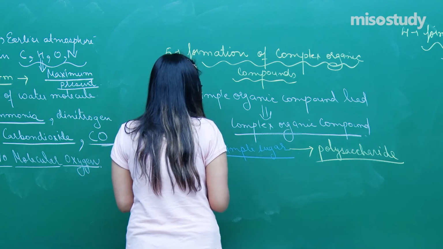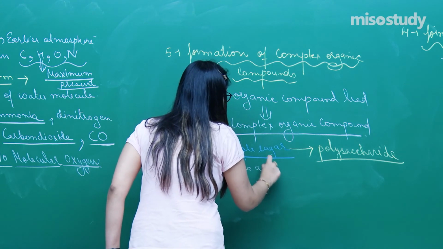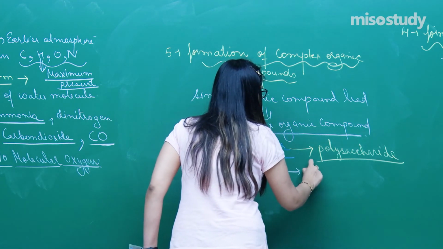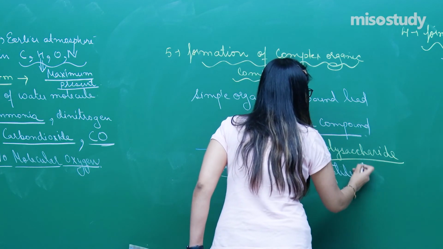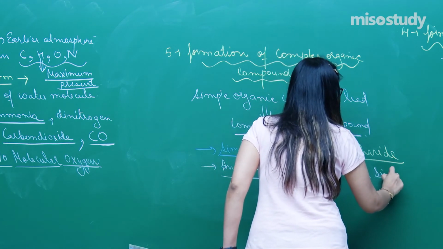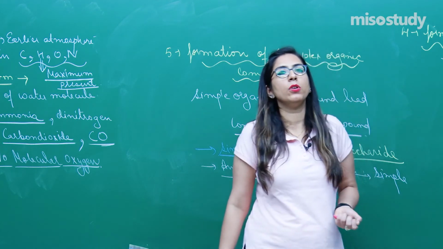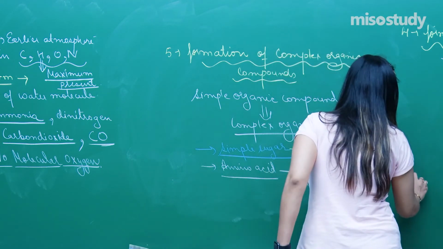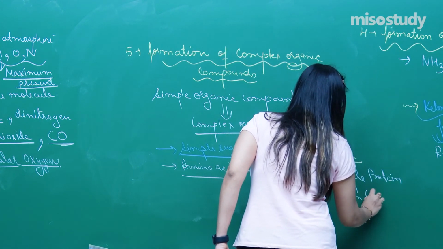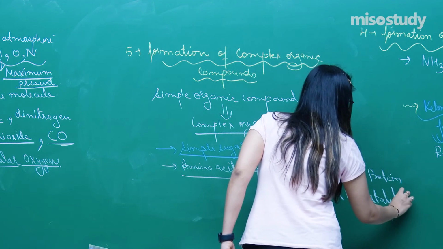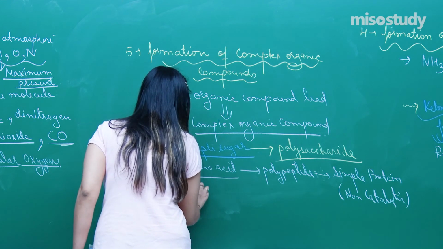Now let's talk about proteins. Whenever these amino acids combine together, they form polypeptide, or you can say some simple protein formation. And these simple proteins, here I am talking about non-catalytic protein. Simple protein. Non-catalytic, right? Similarly, there is a formation of fatty acids as well.